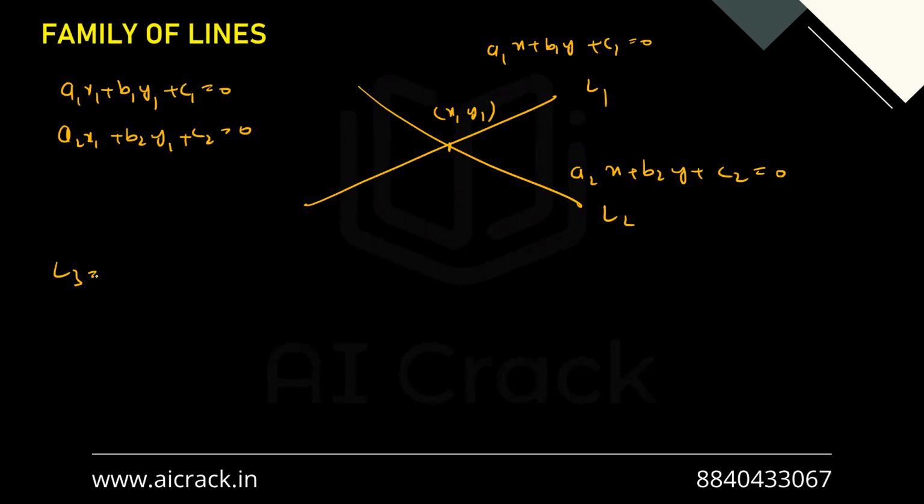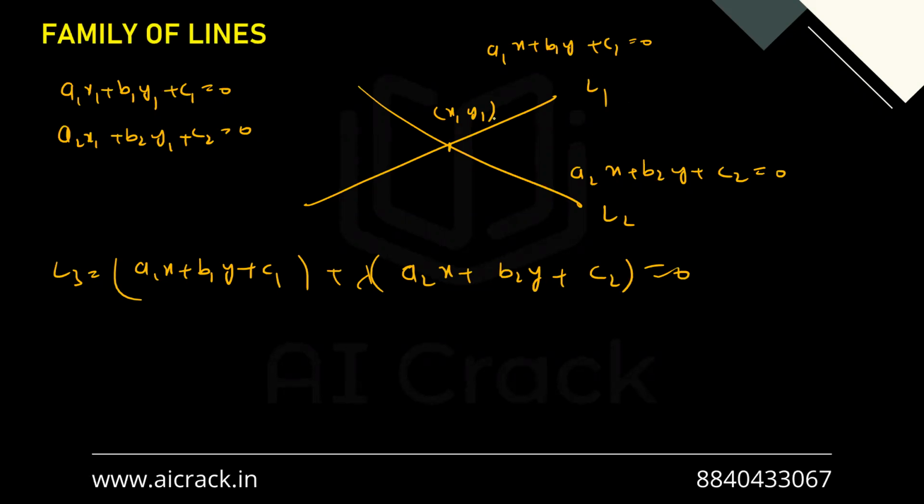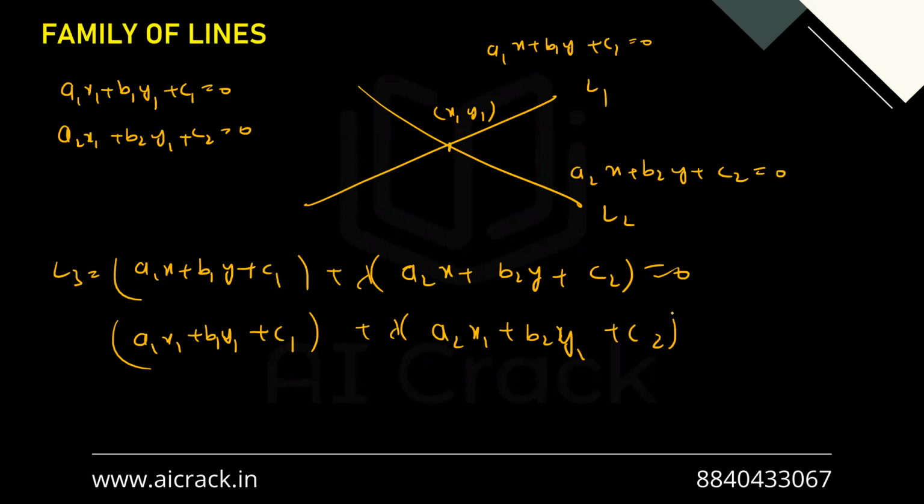Now let's say I'm writing L3 as a1x plus b1y plus c1 plus lambda times (a2x plus b2y plus c2) equals 0. Now if I plug this value in this line, we'll be getting a1x1 plus b1y1 plus c1 plus lambda times (a2x1 plus b2y1 plus c2), right? And yes, so basically this value is 0 because of this, and this value is also 0 because of this. So basically this is 0 over here, and this is 0 over here, right?